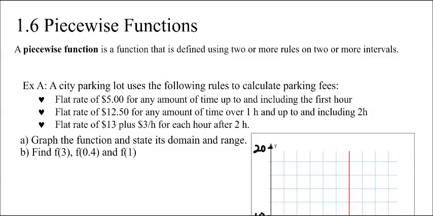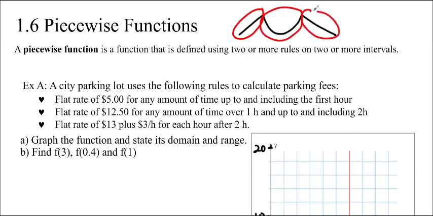Okay, so you've probably seen a lot of piecewise functions but never heard the term before. A piecewise function is a function that is defined using two or more rules on two or more intervals. So we could have something that looks like, let's say I've got this line here, and then I suddenly have a parabola and then another line. So this could be a piecewise function because we've got three different parts, right? And they're defined by different equations depending on what part of the graph you're looking at. So that's a piecewise function.